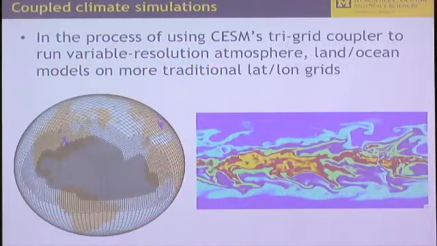And in the last couple of minutes I have left, I want to talk about what we've been working on for roughly the last month, especially while I've been here. We're in the process of taking this variable resolution framework and using the trigrid coupler that's in NCAR CESM, the Community Earth System Model. And we're going to take the variable resolution atmosphere and set it up with more standard lat-long grids that are used for the ocean and land.